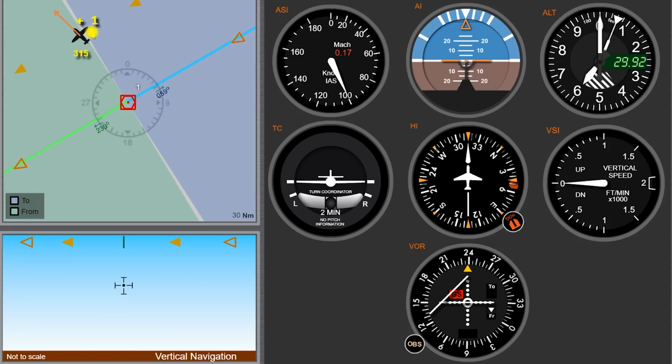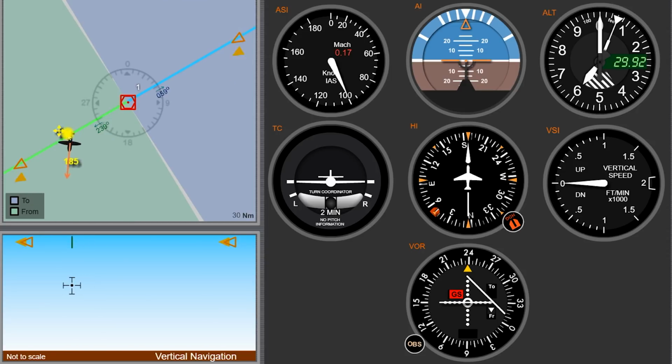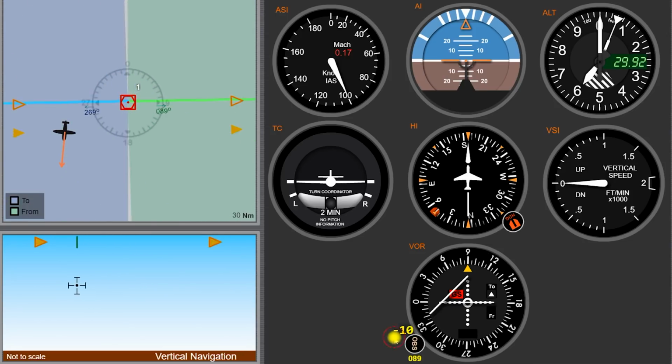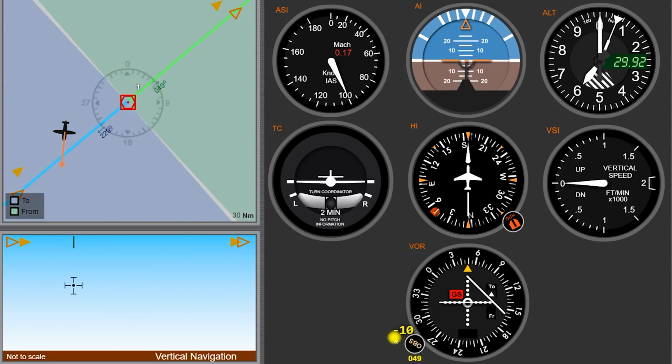And again, it does not matter what heading the aircraft currently is. As you can see, as we spin our DG around, it does not affect the CDI at all. The only thing that affects the CDI is when we actually fly the airplane around. That will move the CDI needle, or twisting the OBS knob moves the needle as well. So that's the basic simple version.